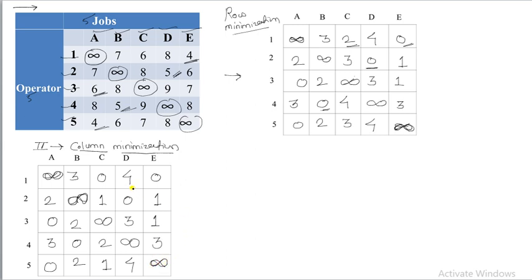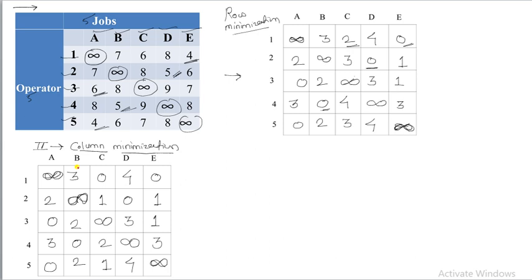Okay, so this is how all these values are going to be after column minimization. Now once we are done with the column minimization step, the next step is to try for the assignment. So we'll try for the assignment starting from the first row.